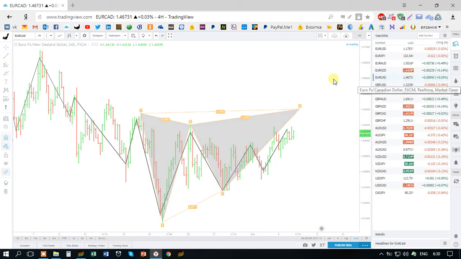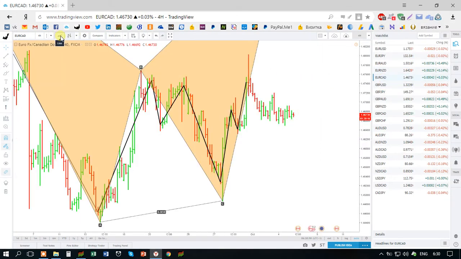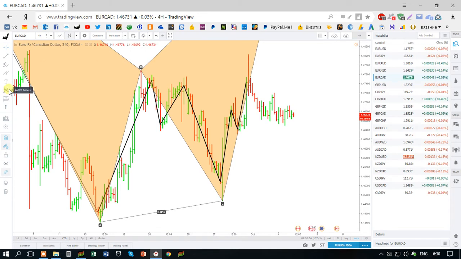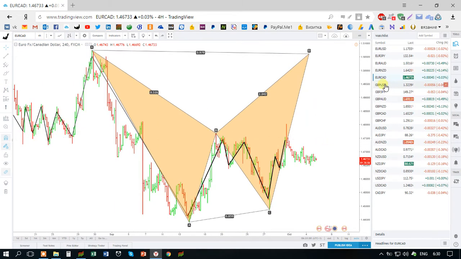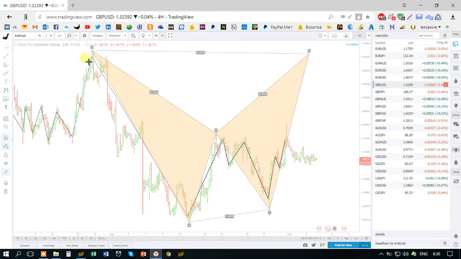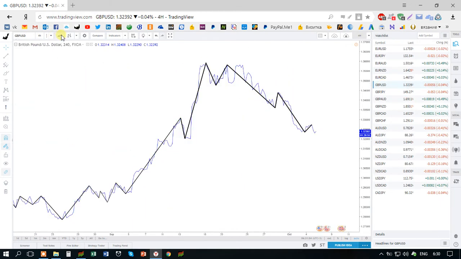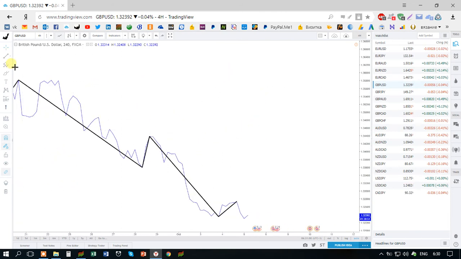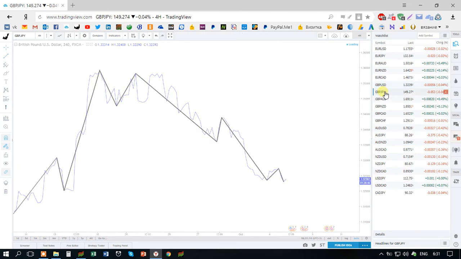Let's go next. Euro Canadian. Potential cipher formation. No, the B point is too small. Yes, pound dollar. Broke the low. Okay, done.